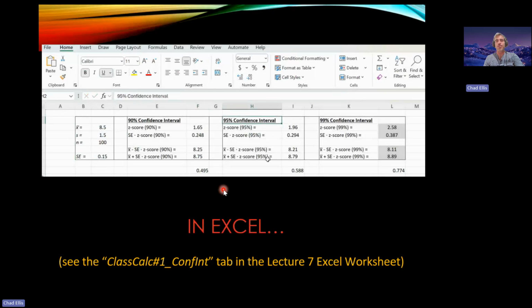You can see I've also done it for the 95% confidence interval, which we'll look at in a little bit here. So the Z score, of course, is higher for the higher confidence interval. And then for the 99% confidence interval, you can see that the Z score is even higher. So I get a larger confidence interval.